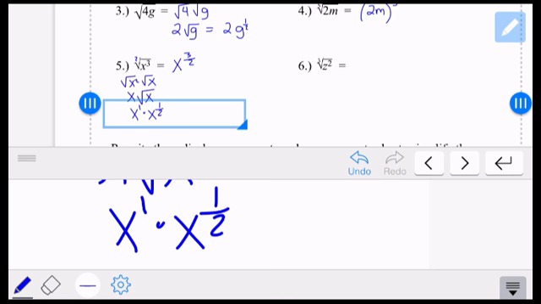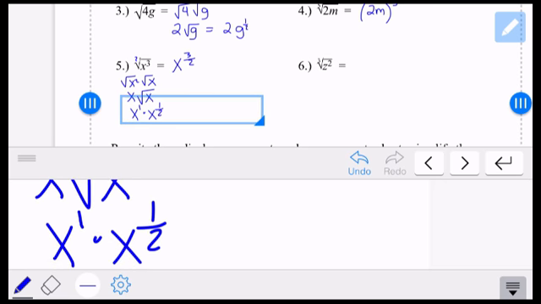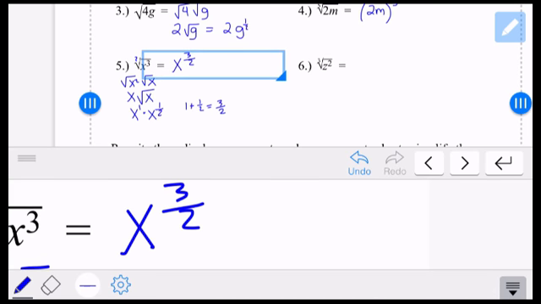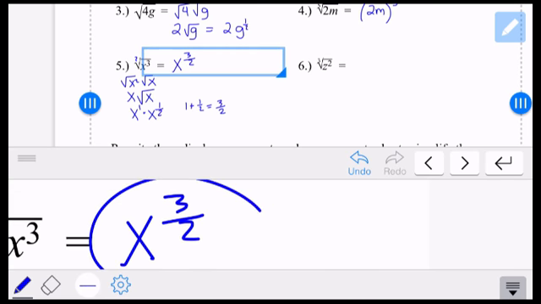And then what do we do when we multiply terms together with exponents? Since they have the same base, we would need to add those together. 1 plus 1/2 would be equal to 3/2. So we would get the same exponent either way. So we just need to do that.